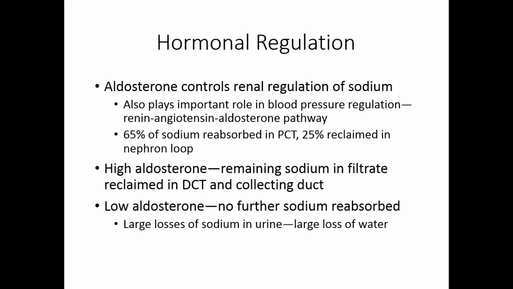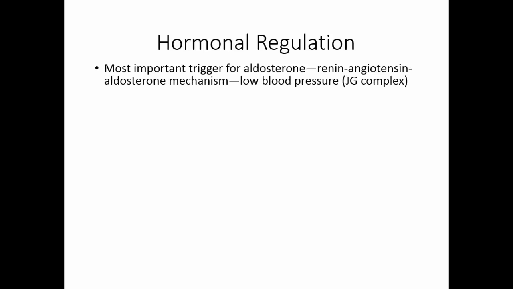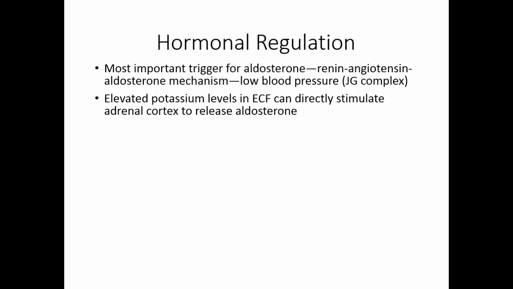Large losses of sodium in the urine lead to large losses of water in the urine. The most important trigger for aldosterone is the renin-angiotensin-aldosterone mechanism. This is triggered by low blood pressure and typically occurs as a result of triggering the juxtaglomerular complex in the kidney. Another trigger for aldosterone is high potassium levels. If there are high potassium levels in the ECF, this can directly stimulate the adrenal cortex to release aldosterone.